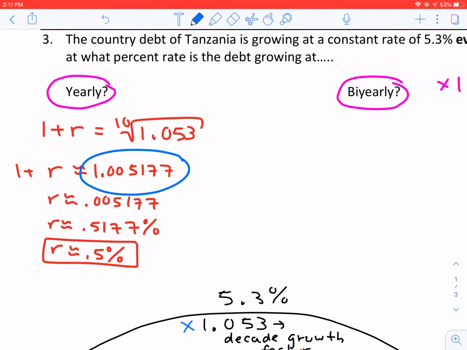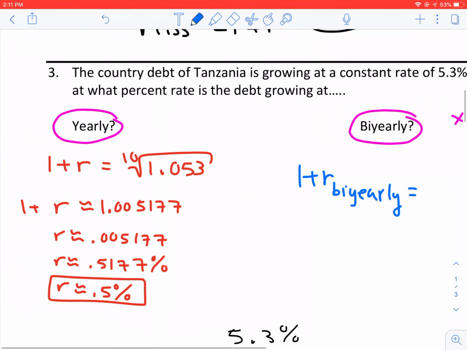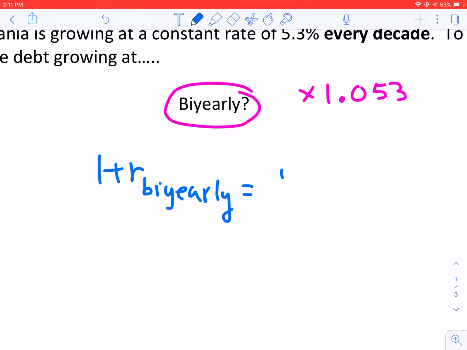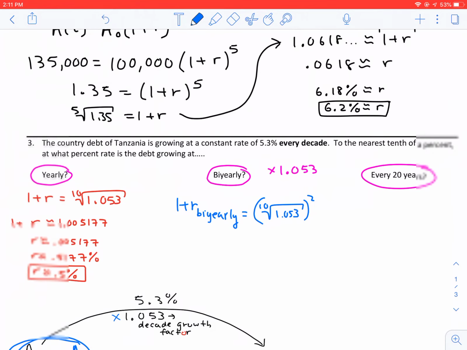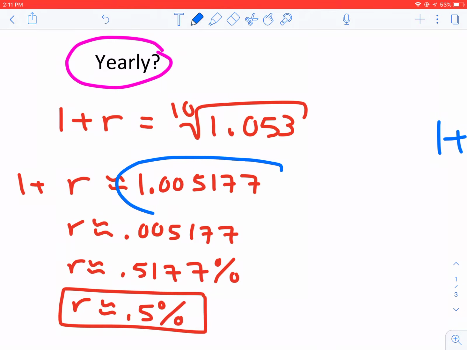So I can take that also, but really the bi-yearly growth factor is going to equal the yearly growth factor, which is this, right, squared. And if I do that, that is the 10th root of 1.053 squared. I'm using the exact value, which is this, because that's a lot more accurate. If you don't like that, because that is confusing to a lot of people, we can take the decimal approximation value and square it.